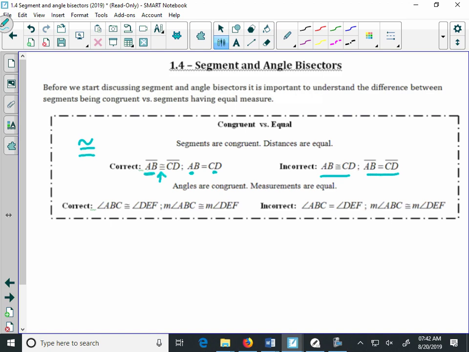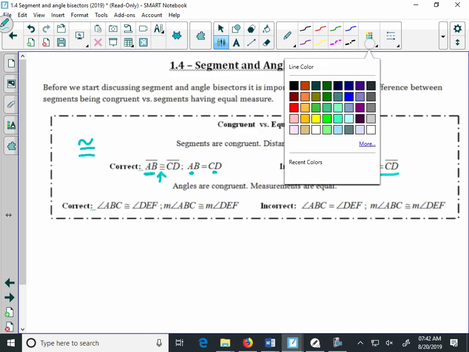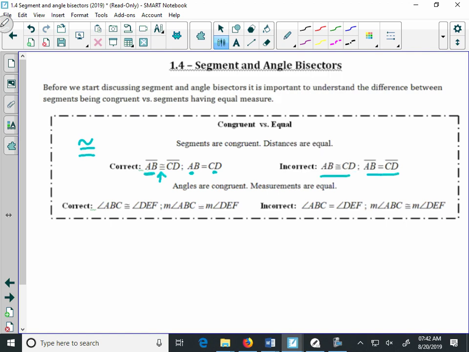Same thing with angles. Okay. Technically, angles are congruent. The objects are congruent, but their measurements are equal. So if they have the same degree, if they're both 30 degrees, no, a squiggle snuck its way in there. Scratch out that little bit. That's not supposed to have a squiggle above it. That's incorrect. It should just be an equal sign for this one.